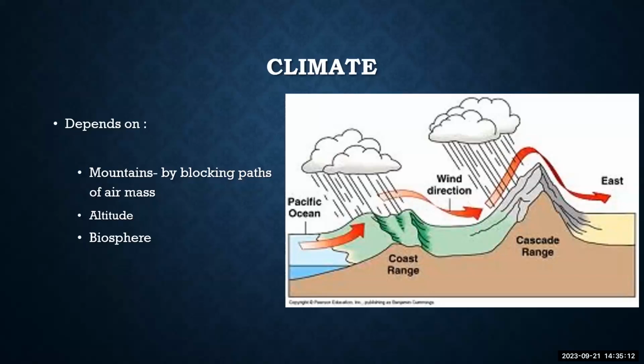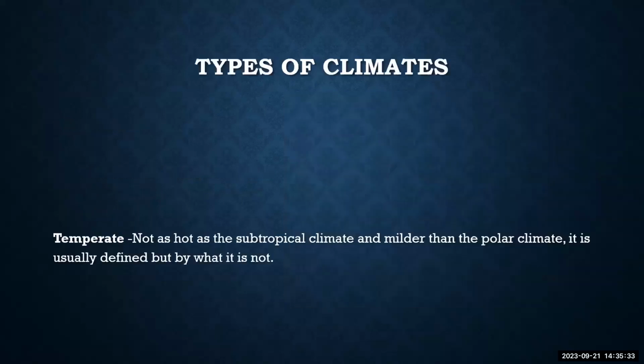And then again, climate depends on the mountains, by blocking the paths of air masses. We already know that because of the hills, there is a shade, and the trapping of monsoons and those things. So altitude and biosphere, these are all natural phenomena which go on in a geographical area, latitude-wise.